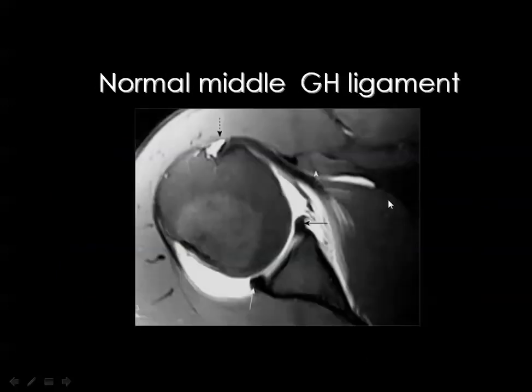And this is another view. And you see this is the subscapularis tendon, and here is lesser tuberosity, greater tuberosity, the tendon of the biceps. This is the anterior labrum, and this is the posterior labrum, and here the middle glenohumeral ligament, which is located between the subscapularis and the anterior glenoid labrum.